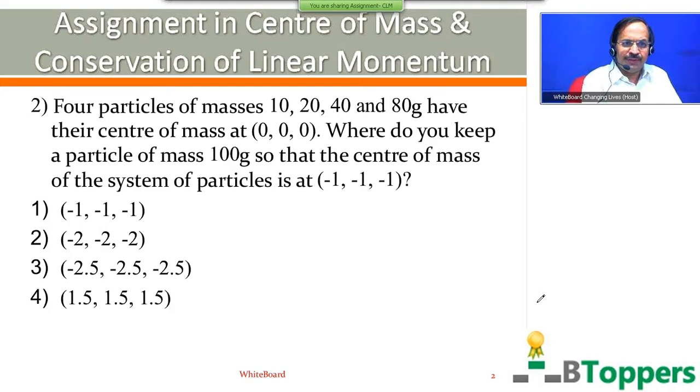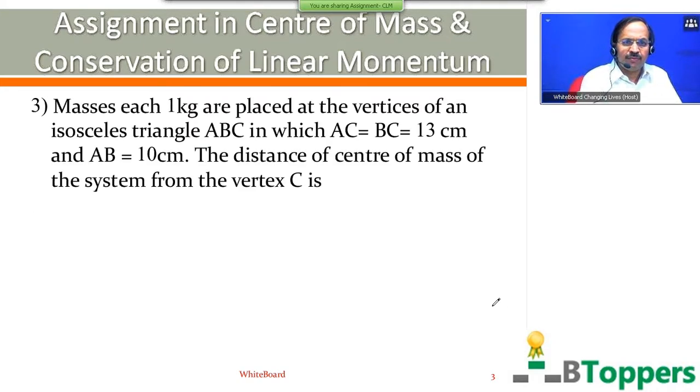Next, see the question number 3. Masses each 1 kg are placed at the vertices of an isosceles triangle ABC, in which AC equal to BC equal 13 centimeter and AB equal 10 centimeter. The distance of center of mass of system from the vertex C is. So you can draw a rough diagram first here.